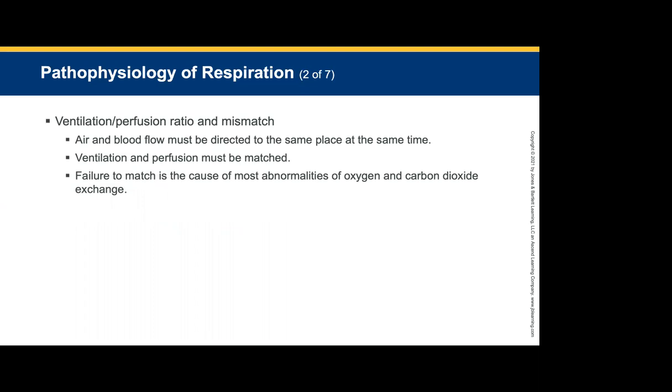So, the ventilation and perfusion ratio and mismatch. Ventilation and perfusion must be directed to the same place at the same time. Failure to match ventilation and perfusion is the cause of most abnormalities of oxygen and carbon dioxide exchange. I wish I could dive into that a little bit more, but that part at the cellular level, I don't get it. I just know it says that you have to have enough oxygen for things to happen. That's the best I can tell you.